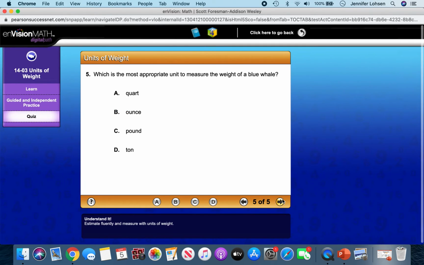And then our final question, which is the most appropriate unit to measure the weight of a blue whale? So fun fact for you guys, the blue whale, if you didn't know, it is the largest animal on the planet. You can Google it. It's actually really cool. They are ginormous. So I want you guys to think larger than an elephant. Way, way, way, way, way larger than an elephant. It makes an elephant look like an ant. That's the size of this whale, okay? So would we measure its weight using quarts, ounces, pounds, or tons?